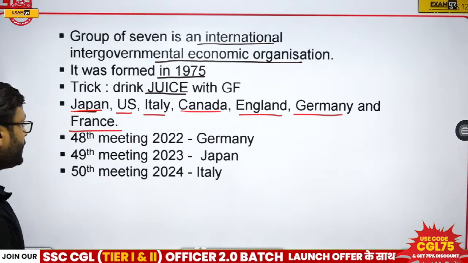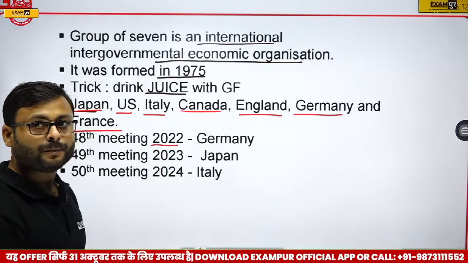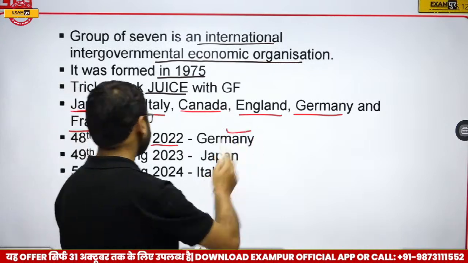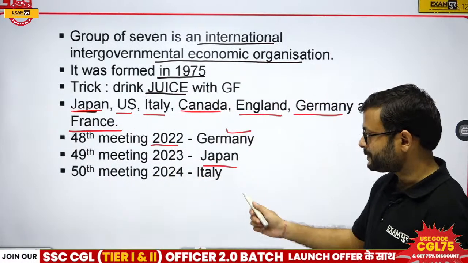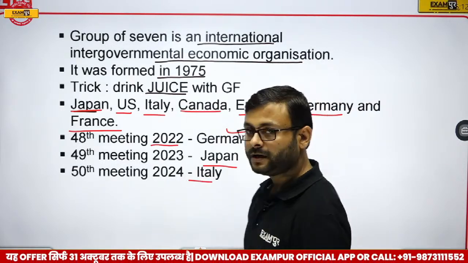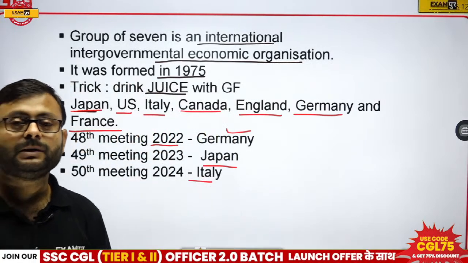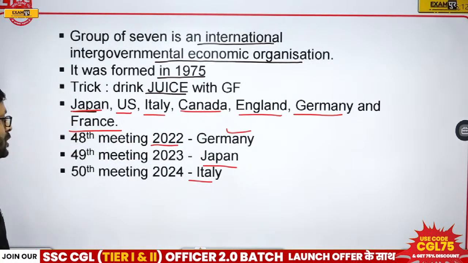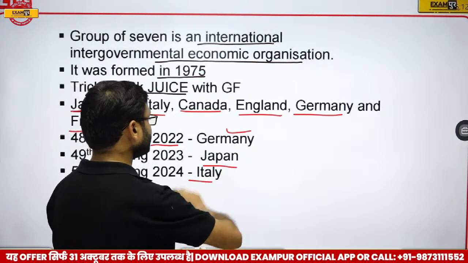In 2022, the 48th meeting of the G7 group was held in Germany, next year the meeting will take place in Japan, and in 2024 the meeting will be held in Italy. So the 50th meeting will be held in Italy. You should remember this for upcoming examinations.